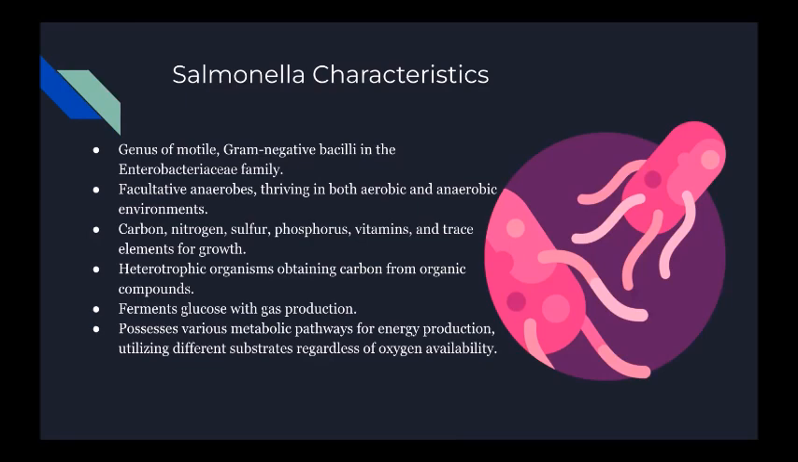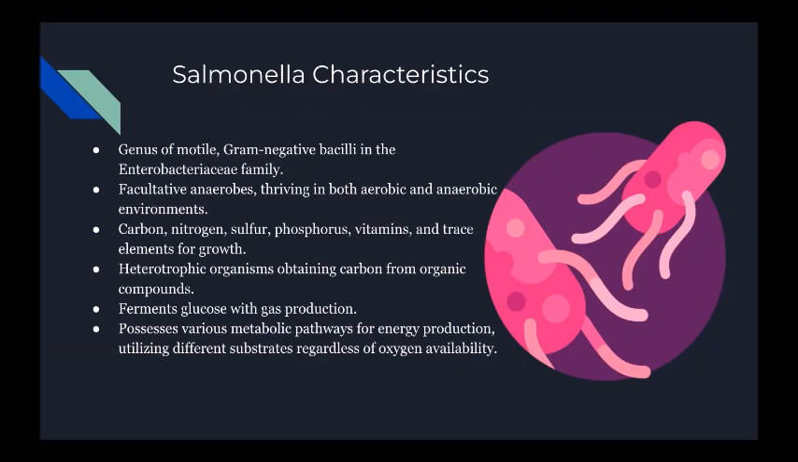For growth, Salmonella requires carbon, nitrogen, sulfur, phosphorus, vitamins, and trace elements. They are heterotrophic organisms, meaning that they obtain carbon from organic compounds rather than fixing it from inorganic sources. While Salmonella doesn't ferment lactose, Salmonella bacteria are capable of fermenting glucose with the production of gas.